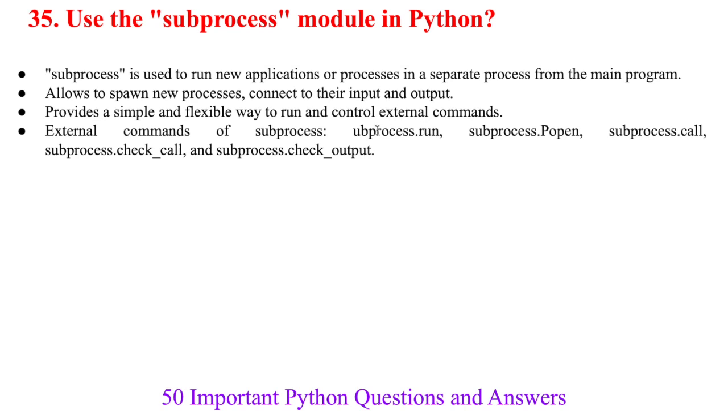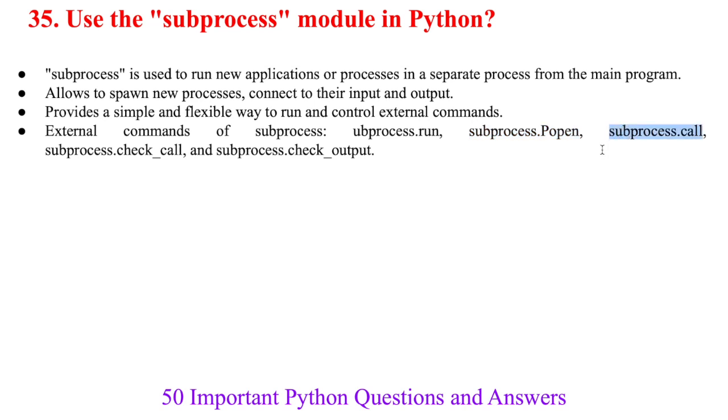The subprocess module provides several functions for running and controlling external commands, such as subprocess.run. This function runs a command in a new process and waits for it to complete, returning a CompletedProcess object with information about the command output and the return code. Subprocess.Popen: this function creates a new process object and returns the Popen object, which can be used to interact with the new process's input, output, and error.